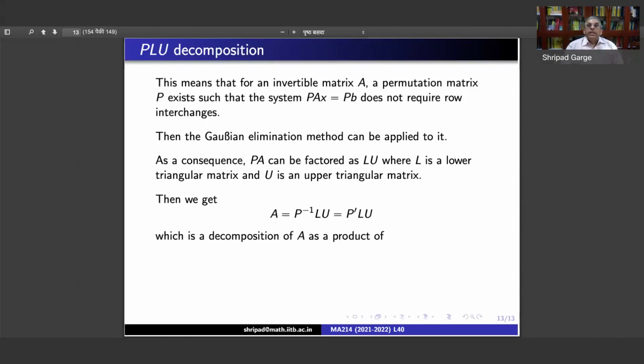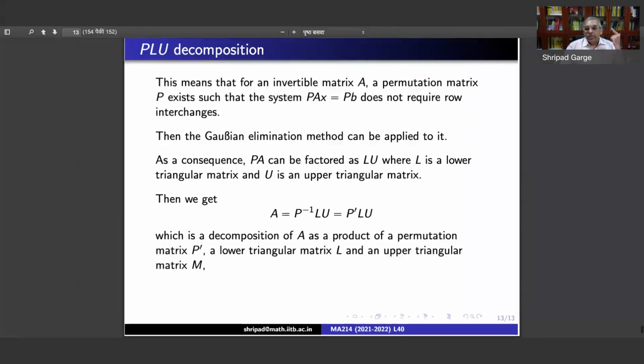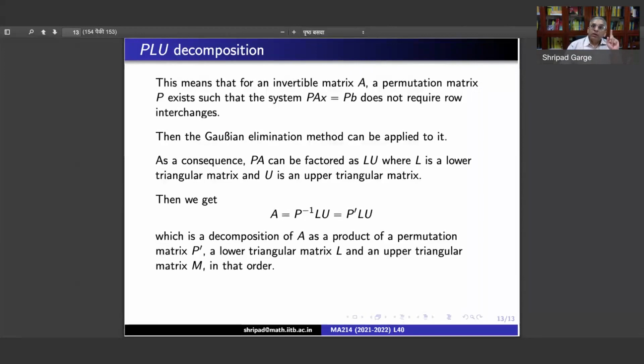Thus we have written our matrix capital A as a product of a permutation matrix, a lower triangular matrix, and an upper triangular matrix, and most importantly, in that order. We don't have commutativity of matrices, so we should be careful about how we put them in the product. This is called a PLU decomposition.